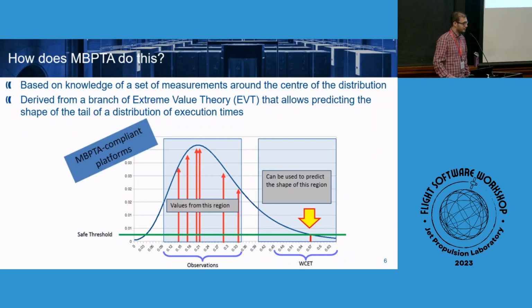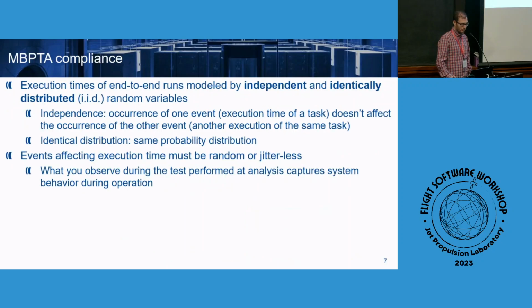However, there is a catch. This only works if our software and hardware platform complies with some properties, what we call MBPTA compliant platforms. What does this mean? Simply that the execution times that we measure from our software, from end-to-end runs, need to be modeled by independent and identically distributed random variables.